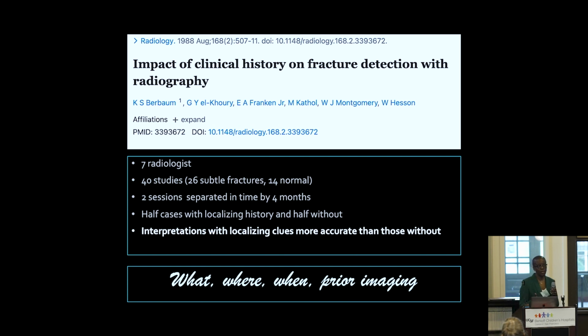So what we rely on from you is the what. What happened? What was the history? Where? A lot of times we'll get requisitions that just say pain. If we know where the point tenderness is, we can give you a better interpretation. And when it happened. And if there's prior imaging, have your patients bring the prior imaging in with them so we can compare.